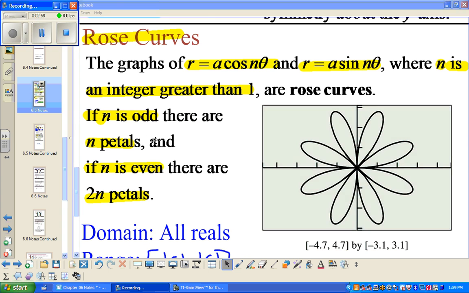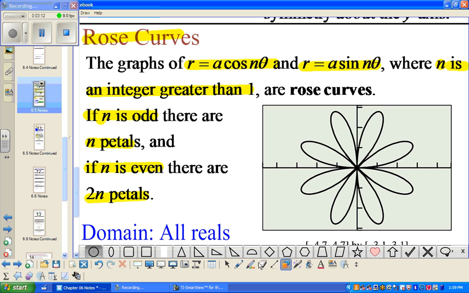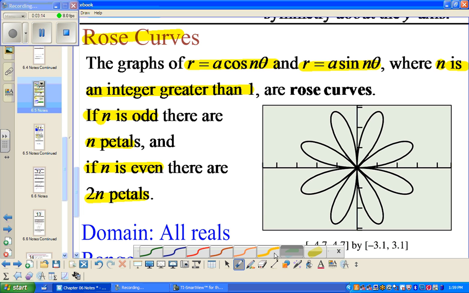Now, there are 4 main types of polar graphs that we'll be discussing in this chapter and that your polar project is going to be about. The first of which is called a rose curve. Now, for a rose curve, you need to follow these guidelines here. You need to have the equation written in one of these two forms, not both. You only need to graph one of these to make a rose curve.